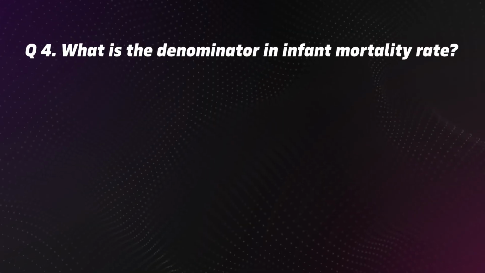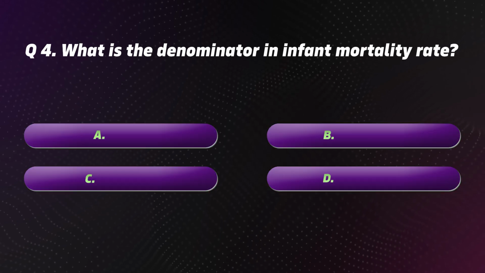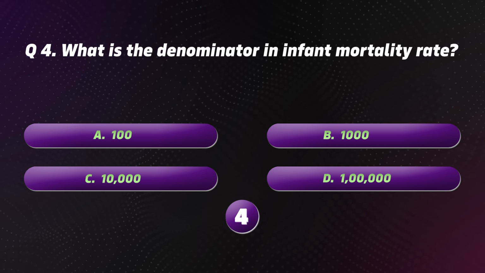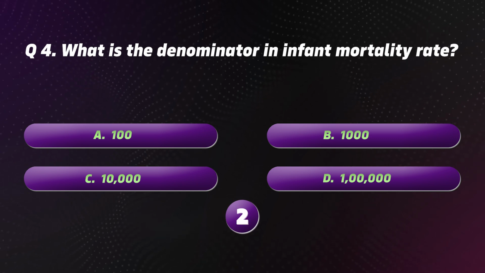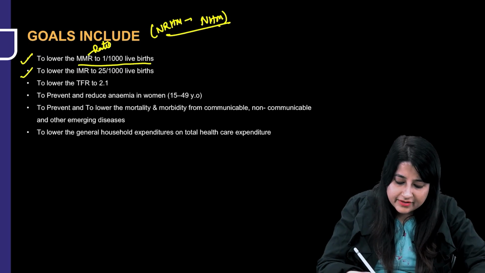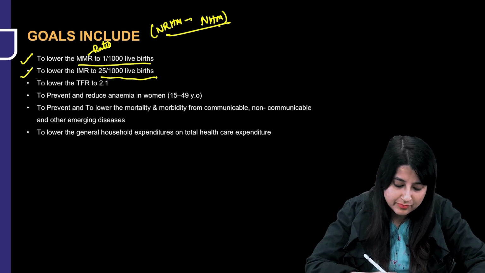Question 4. What is the denominator in the infant mortality rate? Here are the options. A. 100. B. 1000. C. 10,000. D. 1 lakh. And the correct option is B. 1000. Here is the explanation. Infant mortality rate was supposed to be lowered to 25 per 1,000 live births.